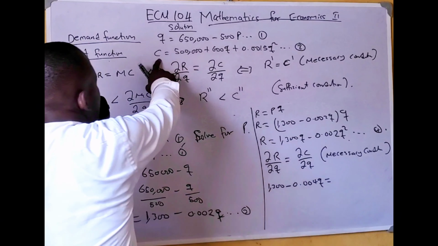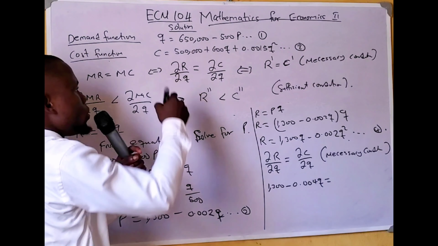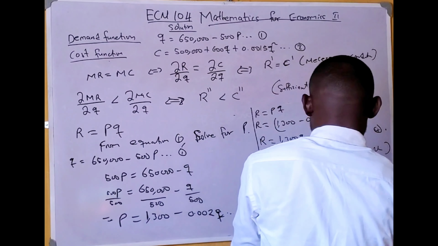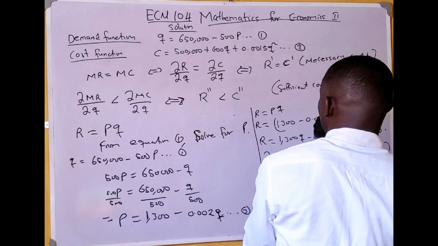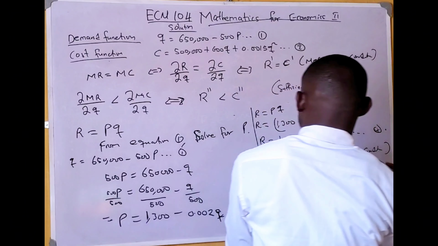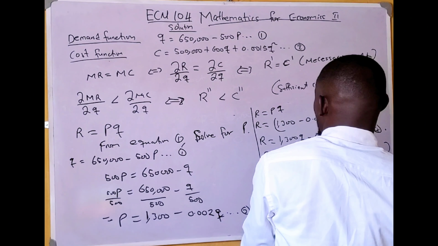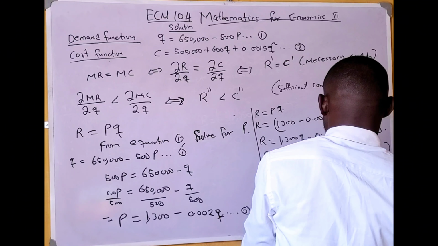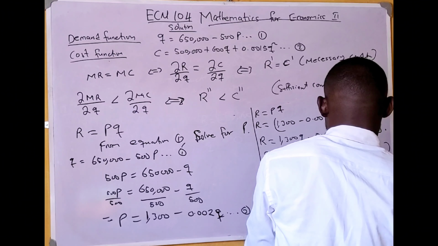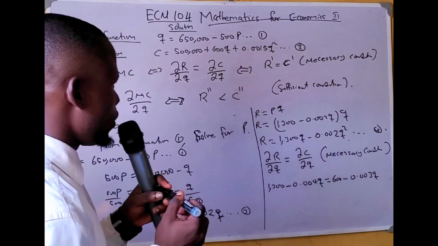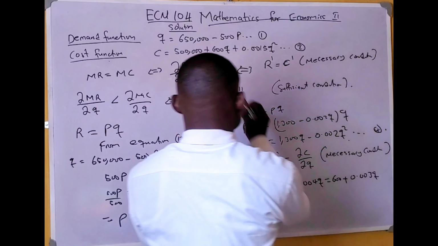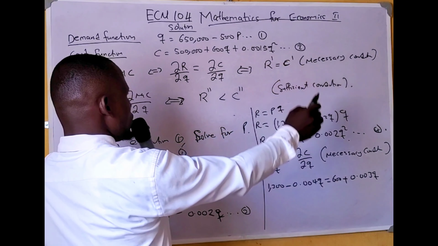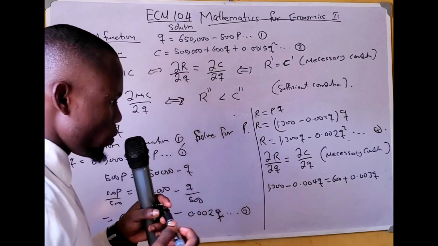Now, this is our cost function. What's the derivative of this with respect to Q? This will give us 600, minus... no, sorry, this is plus. We have plus here. Yes, 600 plus 0.003Q. That's what we get when we find the derivative.